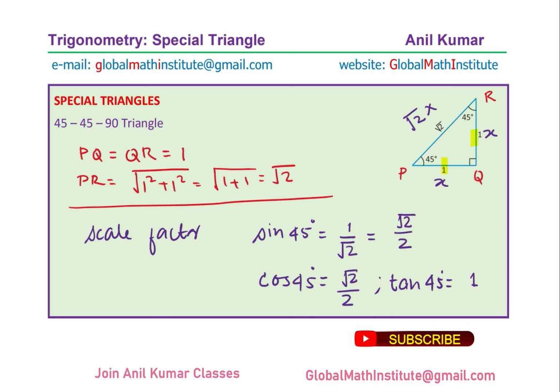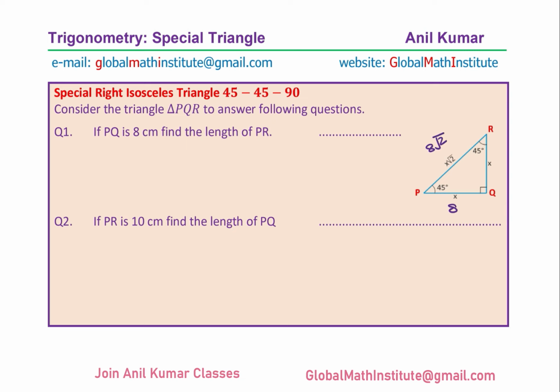Question number 1 here is, if PQ is 8 centimeters, find the length of PR. So if I give you PQ as 8, PR will be how much? Well, it should be 8 square root 2. As you can see, hypotenuse is square root 2 times the smaller sides. So straight away we get the answer 8 square root 2. So now you see, you can actually answer these questions within seconds. You see that? That is how the knowledge of special triangles helps you to be very competitive.